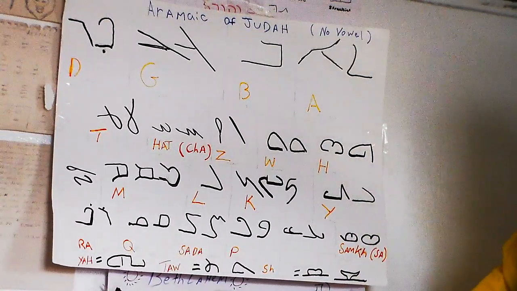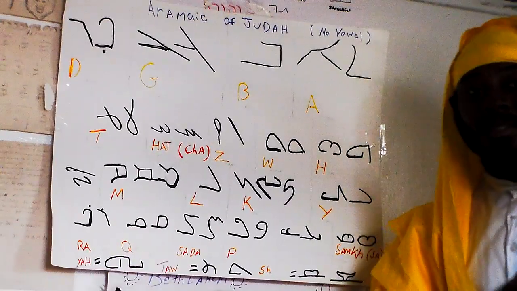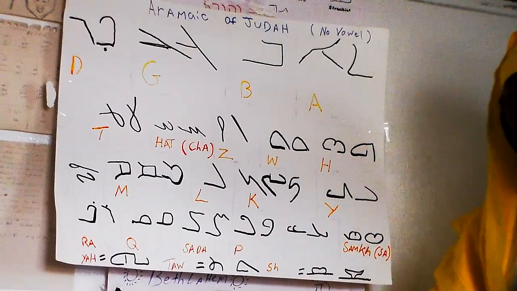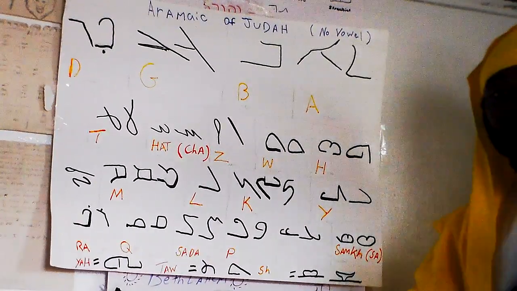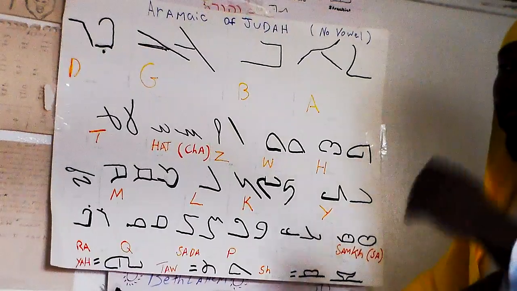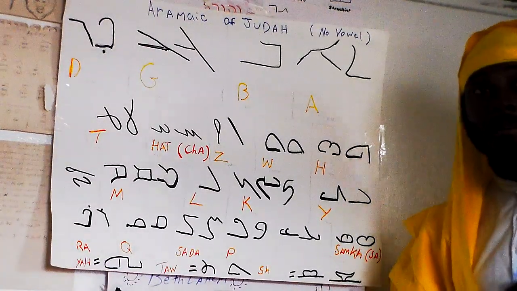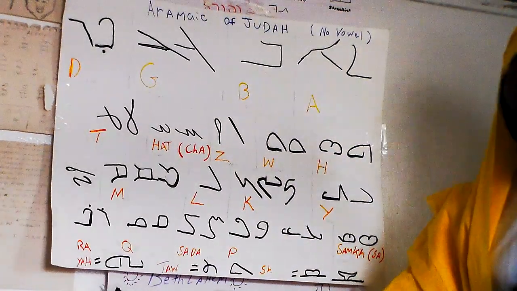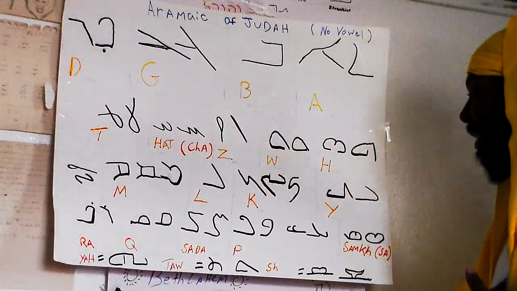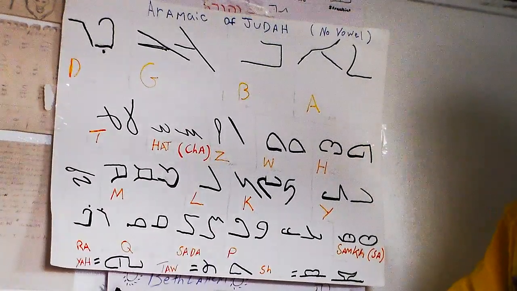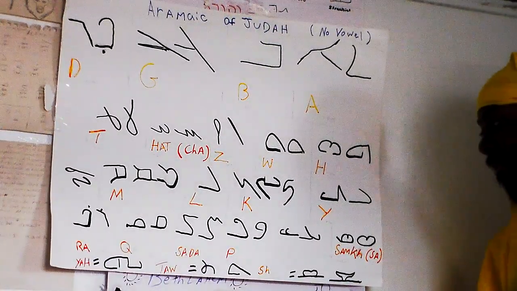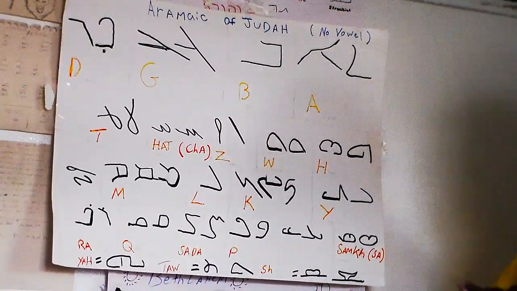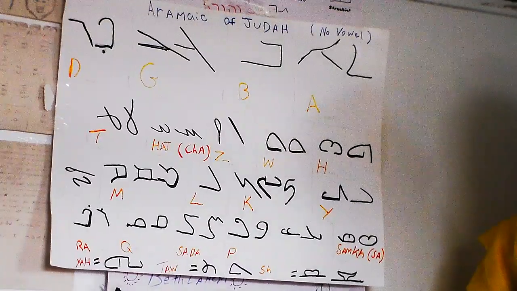And Yataba. Yataba means thank you. When I say Yataba, it means thank you, Lord. Thank you, God. See? Yatabena means bless. Yah bless. And that's the truth of ancient Aramaic.